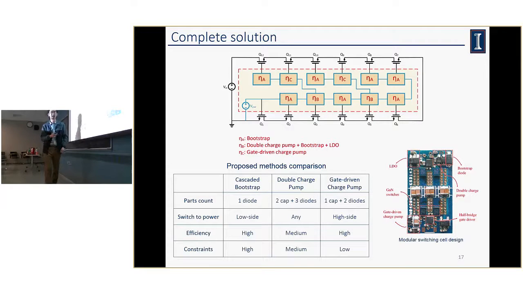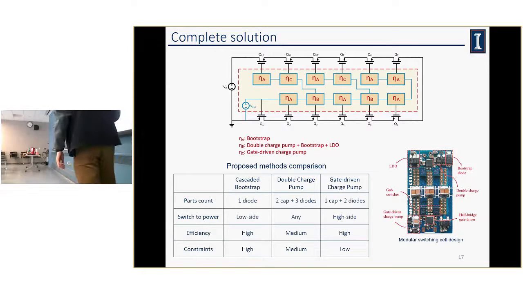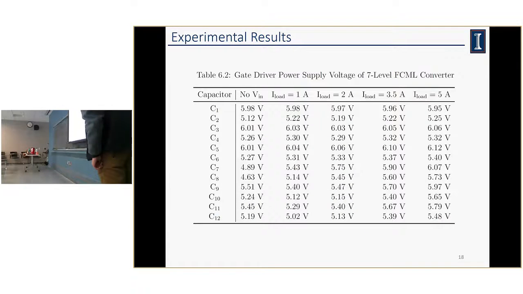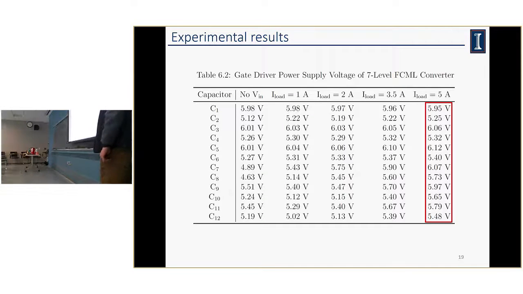And all of these circuits have been built on this tiny switching cell. This is a switching cell. It has the same size as the original switching cell we had for the Little Box Challenge. But these are the GaN switches and the gate driver, and we just built the bootstrap, the double charge pump, the gate-driven charge pump, and the bootstrap diodes all around the switching cell. So we can achieve a very good gate drive voltage for all of the switches.